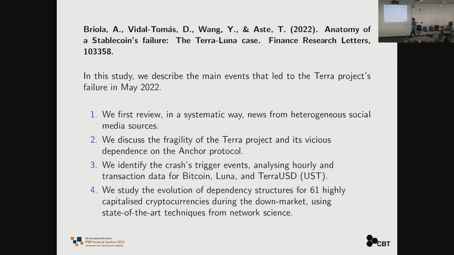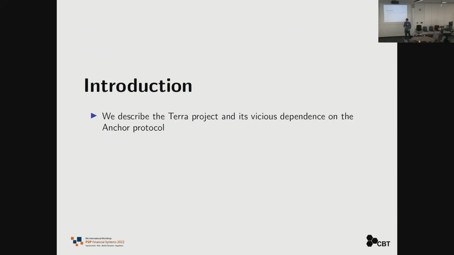First, we review in a systematic way all the news. There were a lot of news about it, from very different social media sources. Second, we discuss the Terra project, giving information about its facility and the dependence on its liquidity provider or protocol. Then in the third and fourth steps, we identify the crash-triggering events, the main events during this crash with Bitcoin, Luna, and USD. And finally, we analyze the systemic risk, or the shock effect on the cryptocurrency market, considering 61 highly capitalized cryptocurrencies.